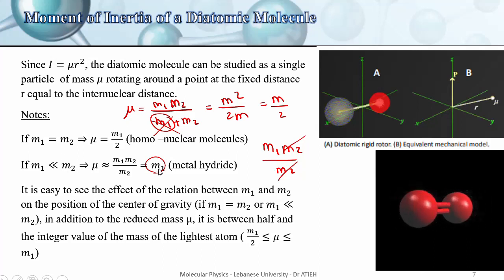So here M1 is the lightest atom, the lighter atom. In all the cases, mu is between M1 over 2 and M1, where M1 is the lightest atom. In the worst case they are equal, M1 equals M2. So in this case, mu will be equal to M1 over 2. So M1 and M2, or the choice of the masses, affects mu. And also it affects the axis of rotation. It affects the position of the center of gravity, as you all know.